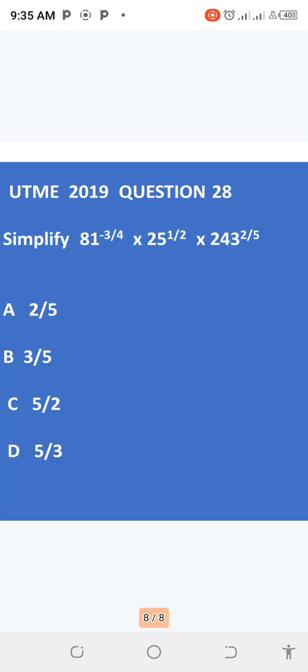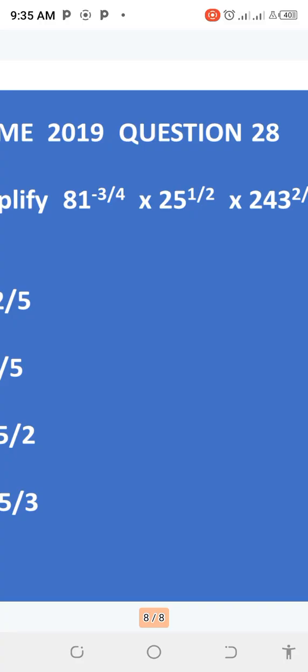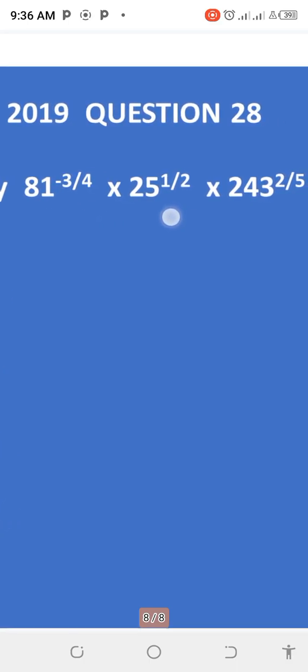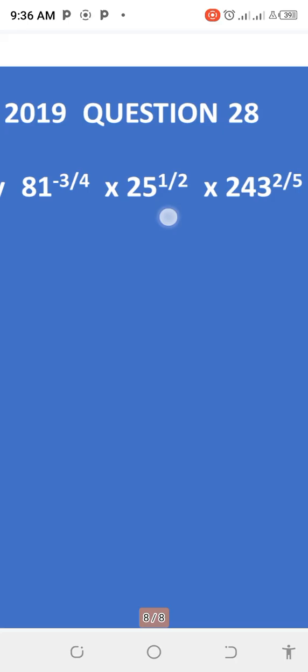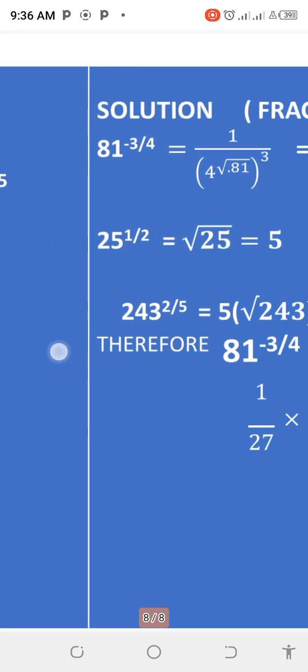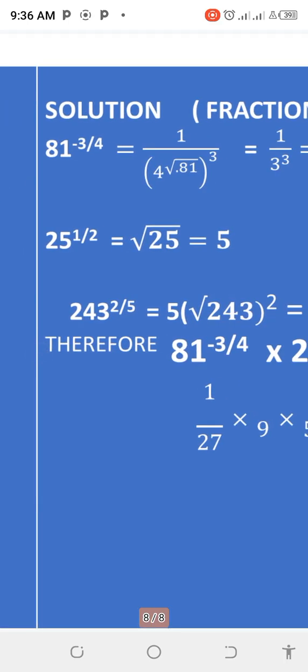Indices. So what we first of all do is, in this first side, that is 81 raised to power minus 3 over 4, is the fourth root of 81 raised to power what? Minus 3. Then this one will become the square root of 25. And this one will become the fifth root of 243 raised to power what? 2. Let's go. That's what we have just done here.